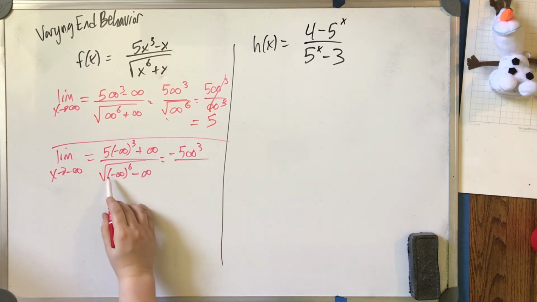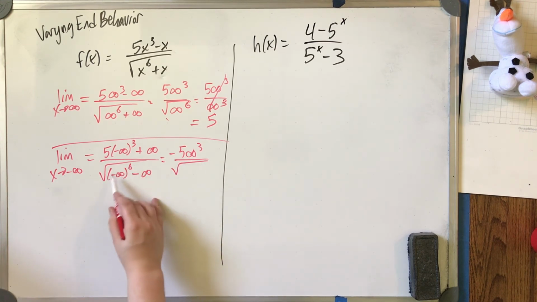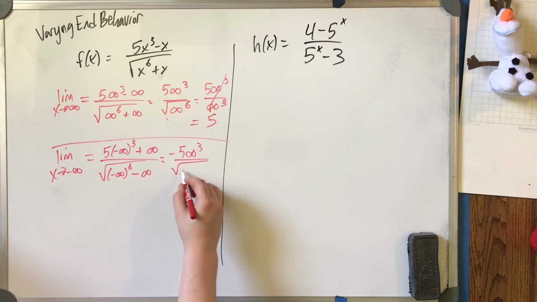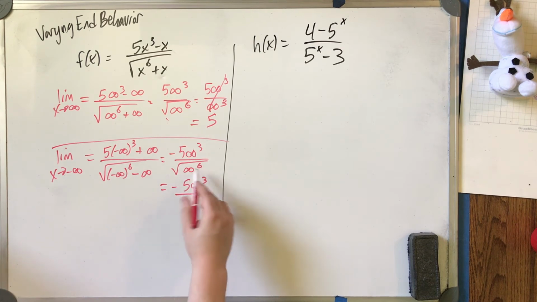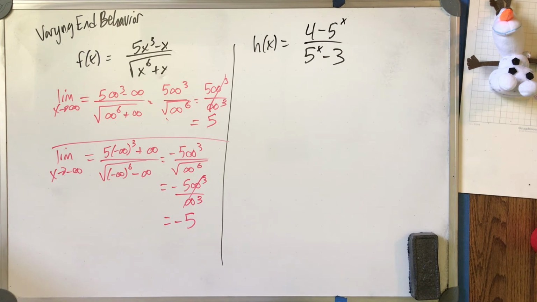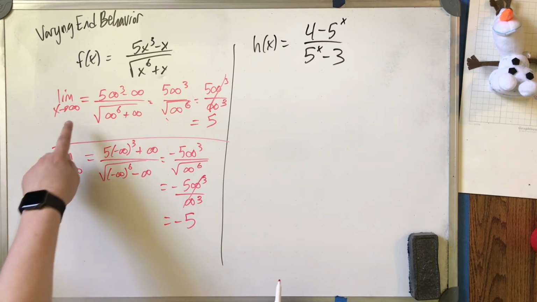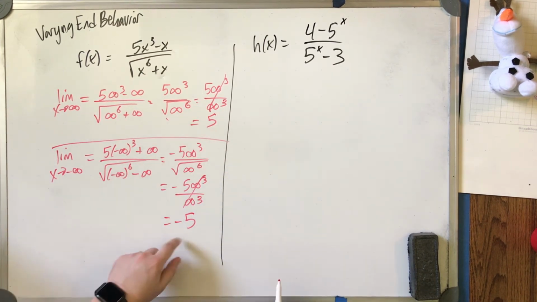On the bottom, the square root is still there. We have negative infinity to the sixth is going to become positive infinity to the sixth, and we don't care about the minus infinity, so I really just have infinity to the sixth. So simplifying that a little bit more, the square root of infinity to the sixth is infinity to the third. Those cancel, and I'm left with negative 5. So this thing is going towards 5 on one side and negative 5 on the other side. Kind of neat.